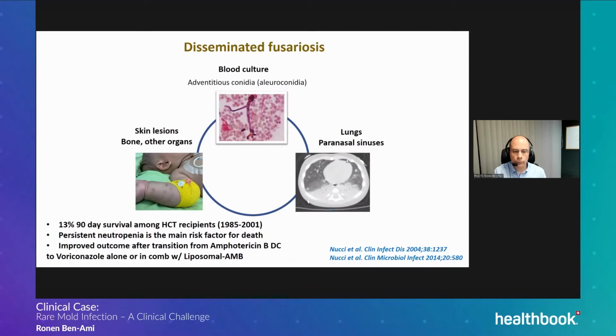When Marcio Nucci summarized the experience with stem cell transplant recipients in 2004, he found only 13% survival at 90 days, with persistent neutropenia being the main risk factor for death. However, this figure has improved somewhat, and that's associated with better treatment options than amphotericin B deoxycholate, with the availability of voriconazole and liposomal amphotericin B alone or in combination.